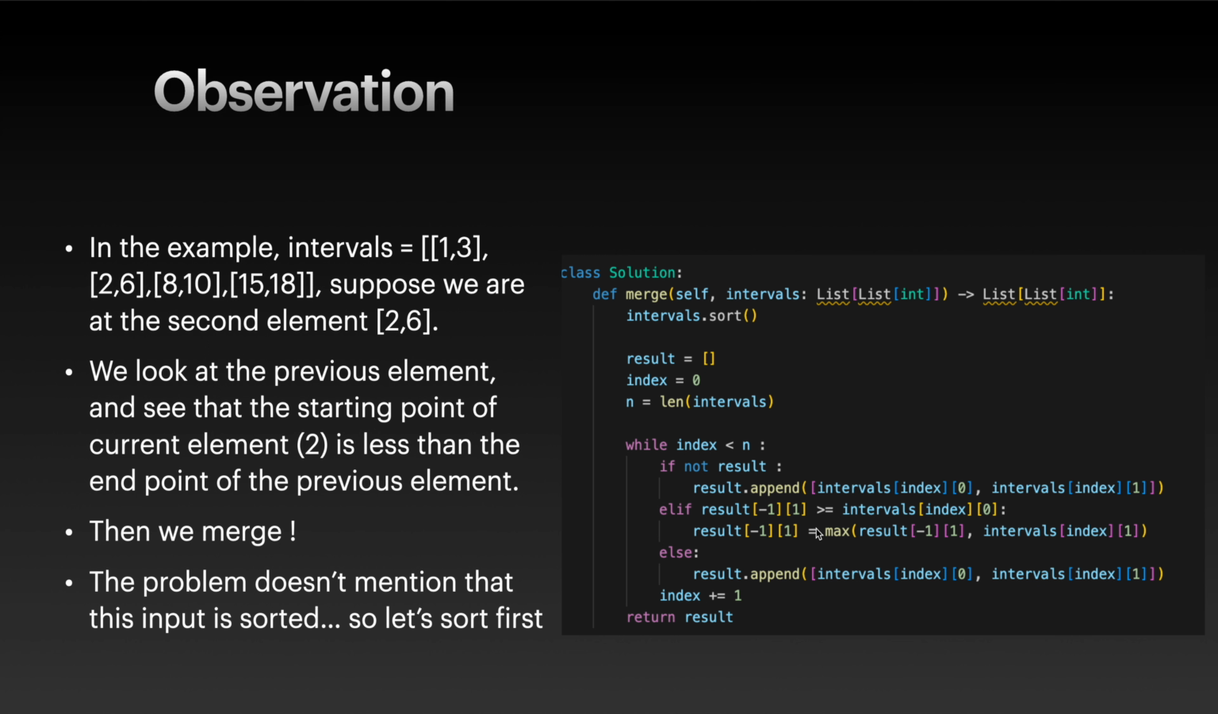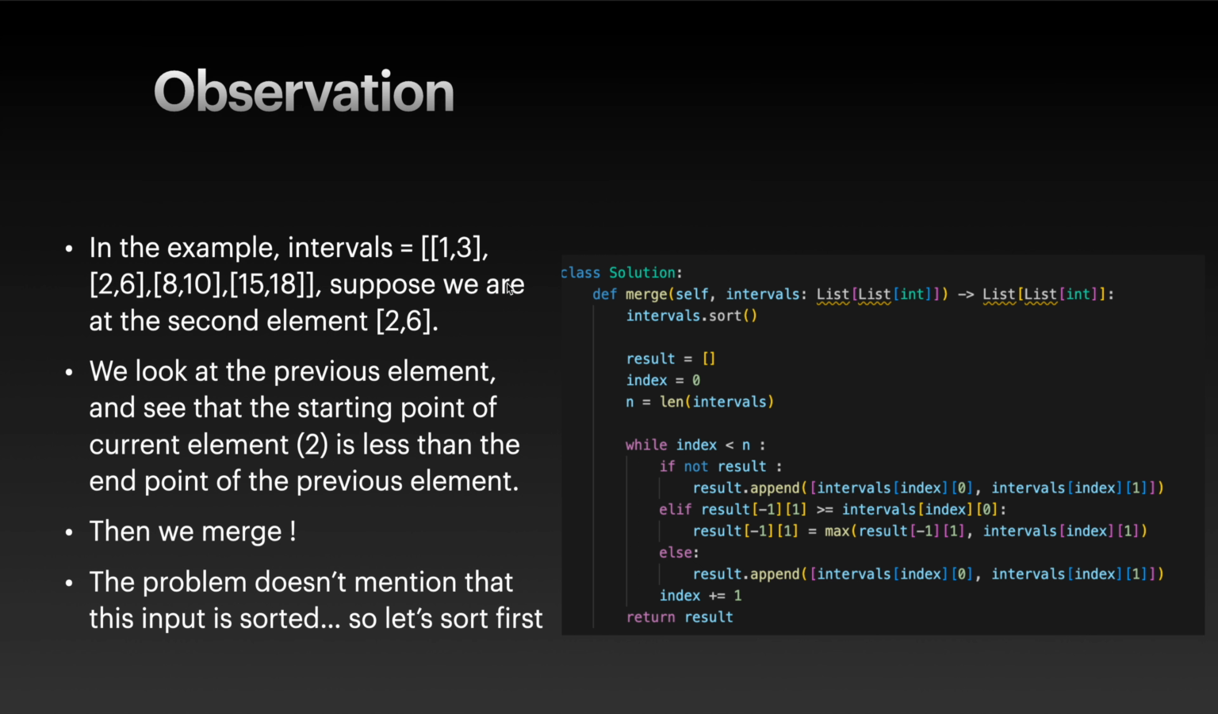Basically, initially our result array is empty, so that means we have to append the first element 1,3 into our result. So that's what's going on here. And then we increment our index by 1. So now our index is 1, and then we will be looking at this intervals of 1, which is 2,6. And then we see that 2 is less than 3. That's the else if statement. In that case, that means we can merge them together.